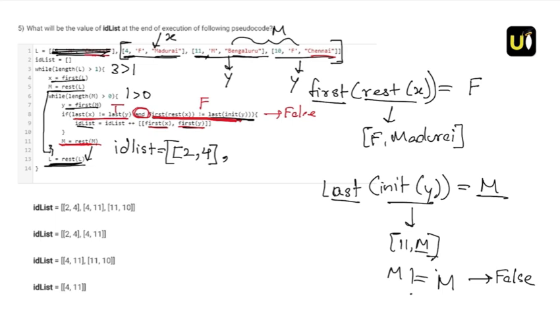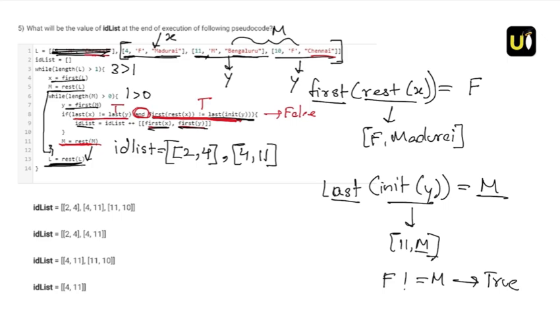So this becomes F. And last of init of Y is the same because init of Y is still 11 comma M. So the last of this is M. So this is M, and then we compare F with M. So F not equal to M statement is true. So this part of the statement becomes true. So in that case, we append the first elements of these two here in the ID list. So this 4 comma 11 will get appended here.